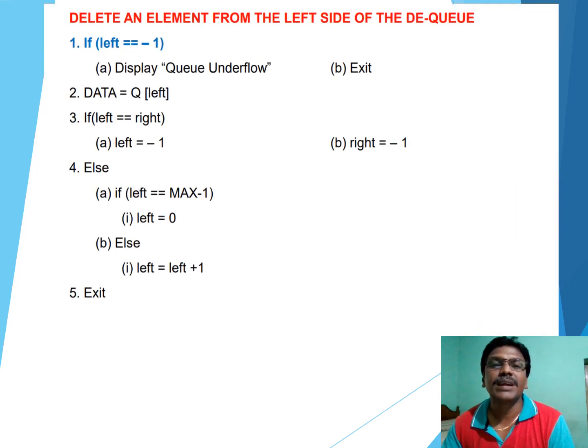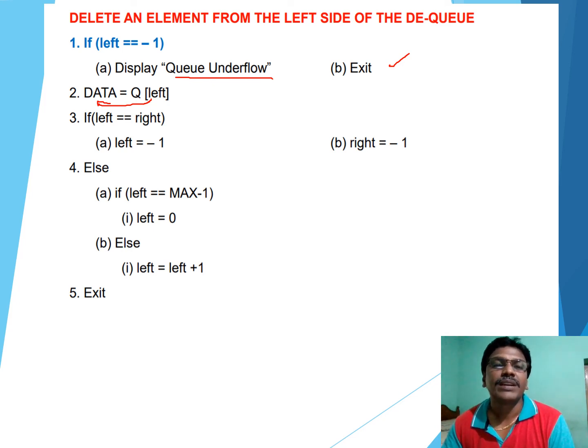delete an element from the left side of the double-ended queue, that is the DEQ. So it also checks first whether the queue is empty or not. That's why if left equal to minus 1, the queue is underflow. That means the queue is empty. So simply exit. Otherwise, dequeue left. It means the left pointer value is stored to the data and the information is printed.